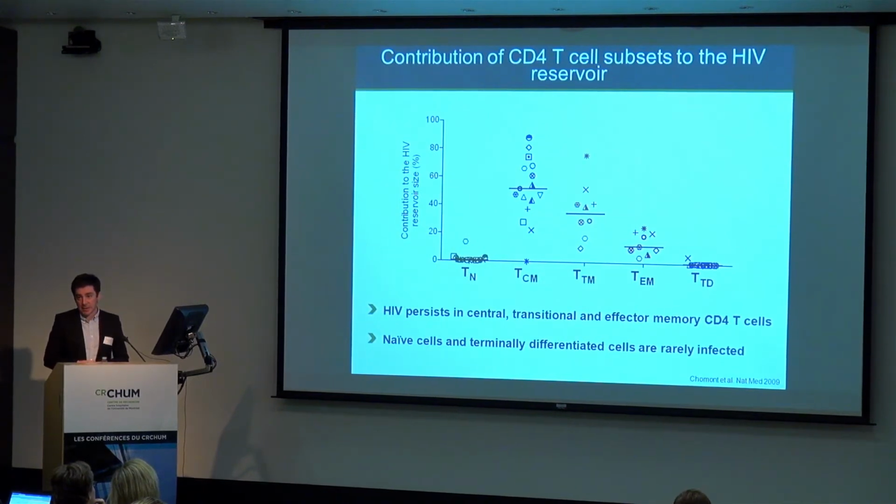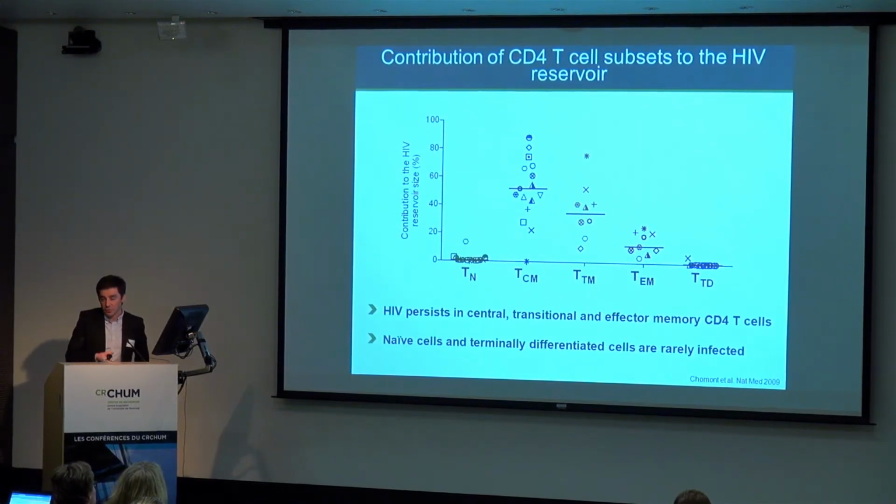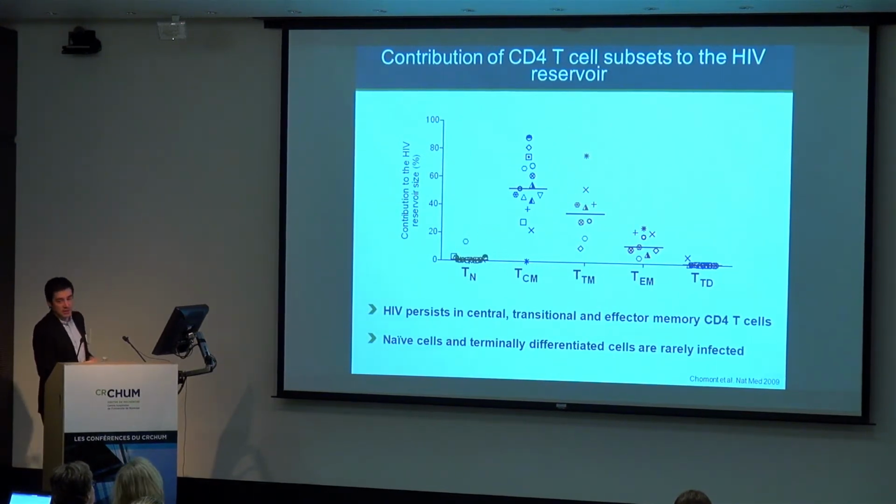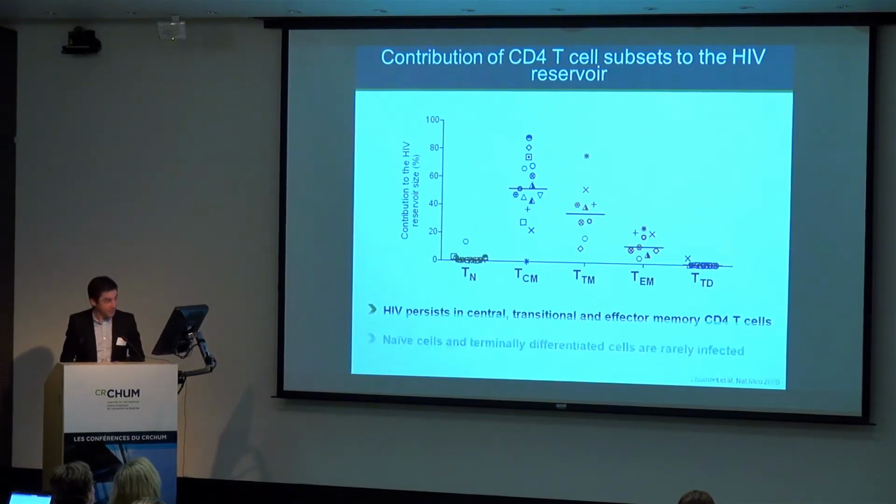The experiment we did with Rafik in Montreal back in 2009 was to sort the different memory CD4 T cell subsets and measure integrated HIV DNA to try to identify the long-term reservoir for HIV. These experiments were done in individuals who have been on suppressive therapy for at least 3 years. What we found, and here I'm showing the contribution of each subset, is that the central memory cells were the major contributor to integrated HIV DNA, which is the assay we used in this particular study. But you could also find integrated events in transitional memory and effector memory, and in some cases in the naive and terminally differentiated cells, but their contribution was much more limited.